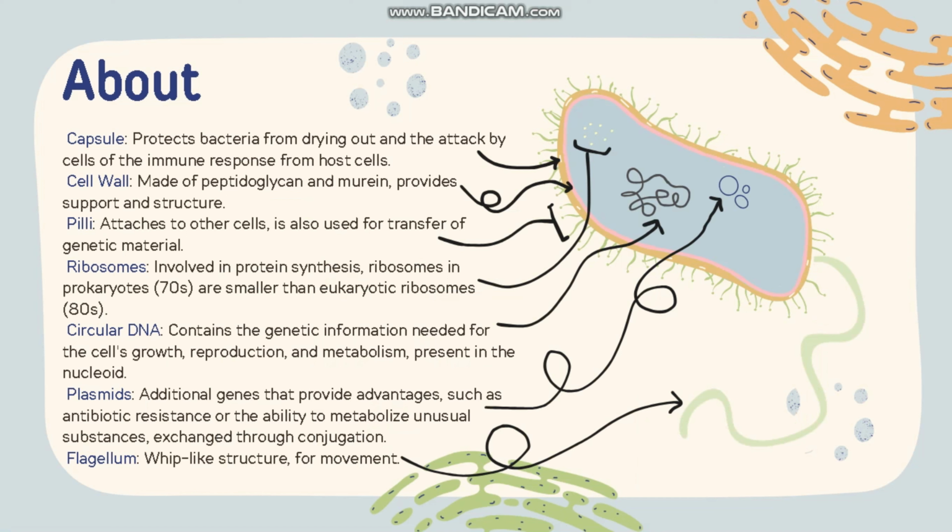Ribosomes in prokaryotes are 70S, which means they are smaller than eukaryotic ribosomes, which are 80S. 70S and 80S are like relative units for size of the ribosomes. Just know prokaryotic ribosomes are smaller than eukaryotic ribosomes. We got circular DNA, which contains the genetic information needed for the cell's growth, reproduction, and metabolism. It is present in the nucleoid. Plasmids are additional genes that provide advantages such as antibiotic resistance or the ability to metabolize unusual substances, and the plasmids are exchanged through conjugation.